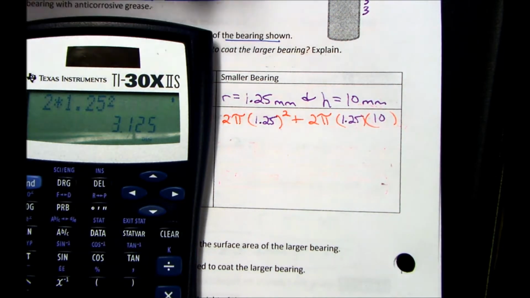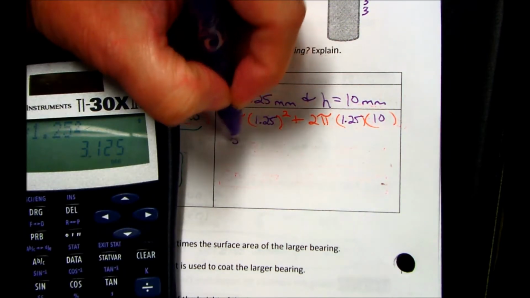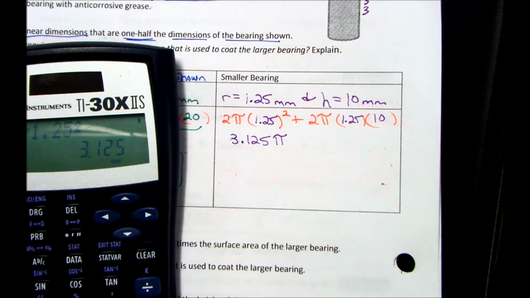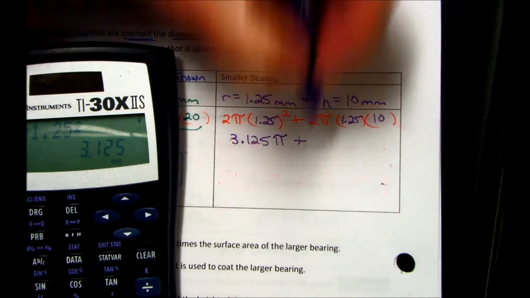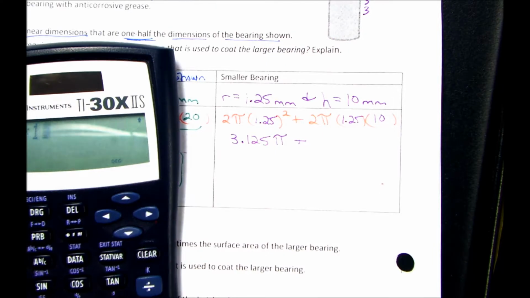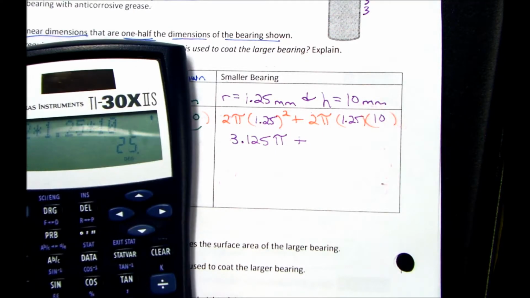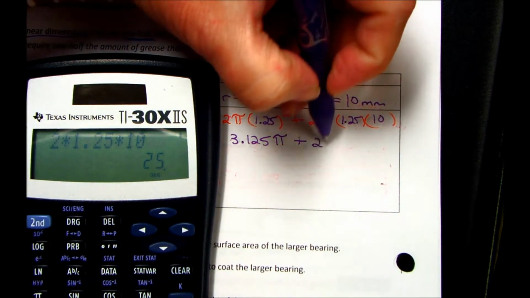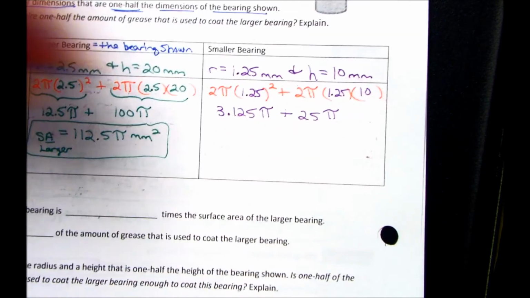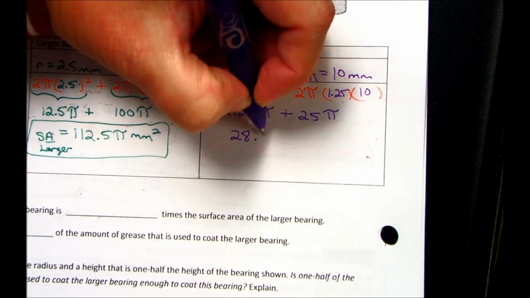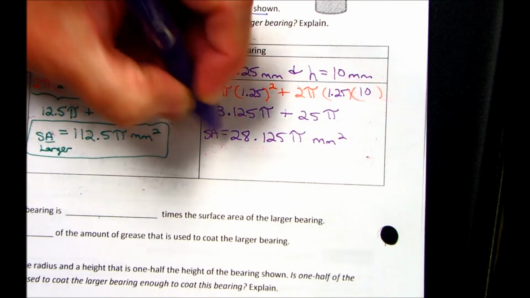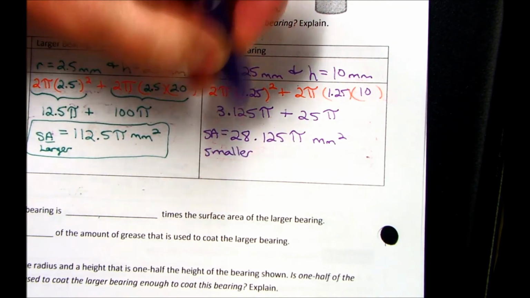And again, I want to be exact, so I'm going to write that exact value, 3.125. I did not multiply the pi in, so I'm just going to say 3.125 pi plus, and then multiply your 2 times the 1.25 times 10. 2 times 1.25 times 10, and I get 25 pi. Again, those are like terms, so when I add them together, I will get 28.125 pi millimeters squared. So that is the surface area of the smaller bearing.